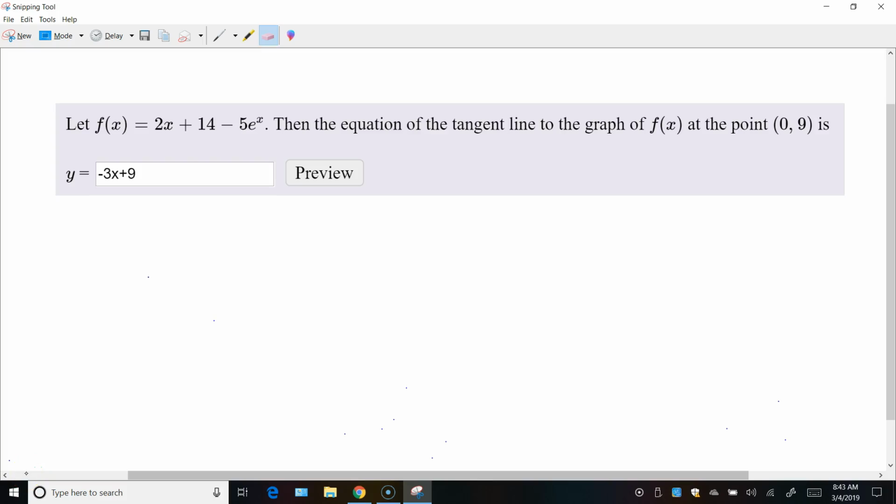Let's take a look. Let f of x equal 2x plus 14 minus 5e to the x. Find the equation of the tangent line to the graph of f of x at the point (0, 9). So step number 1, let me write that down, is to differentiate the function.